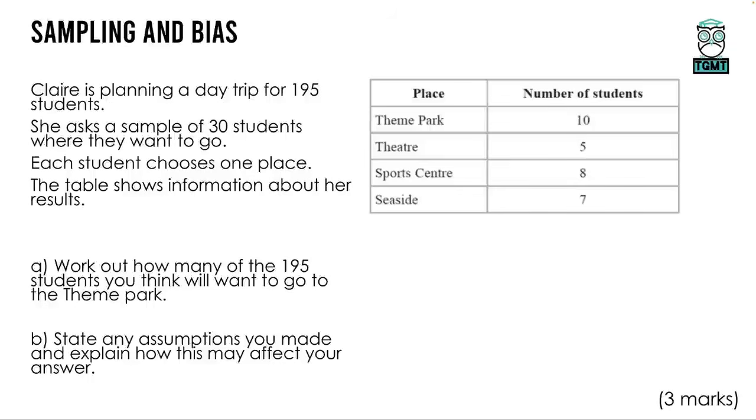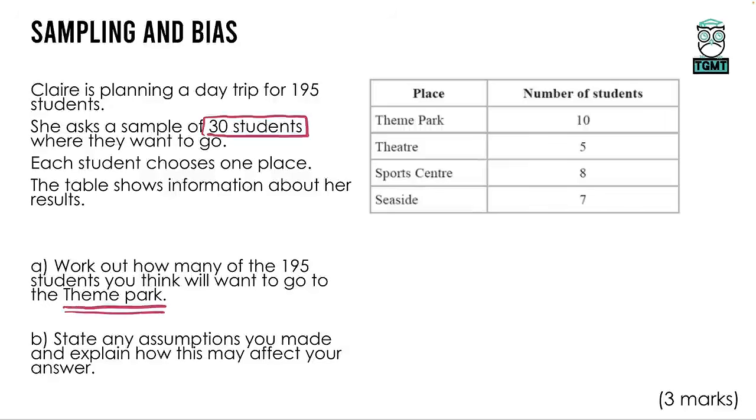Looking at some sampling and bias. Sampling questions are actually really nice. In here, we've been given a sample of what they've told us is 30 students. Each student chooses one place, and the table shows the information about the results. So here, it says how many of the 195 students you think will want to go to the theme park.